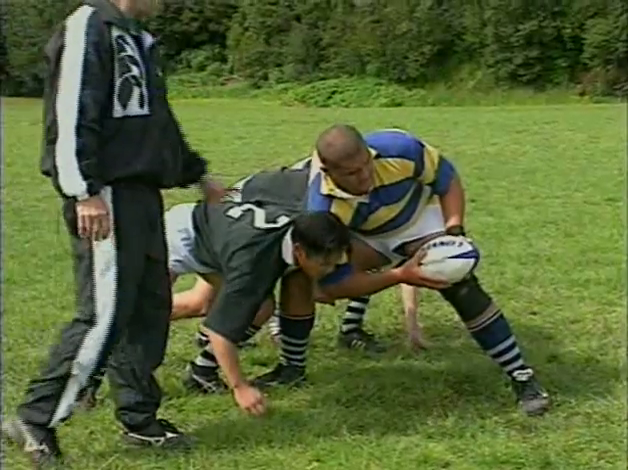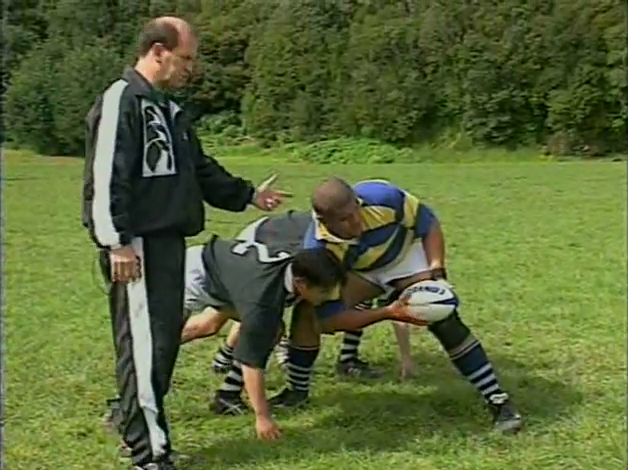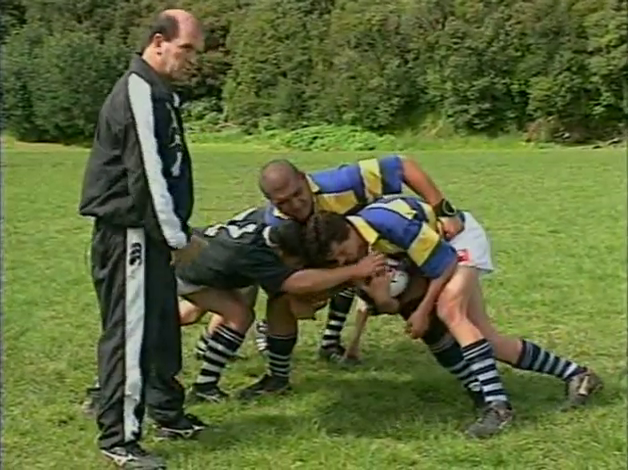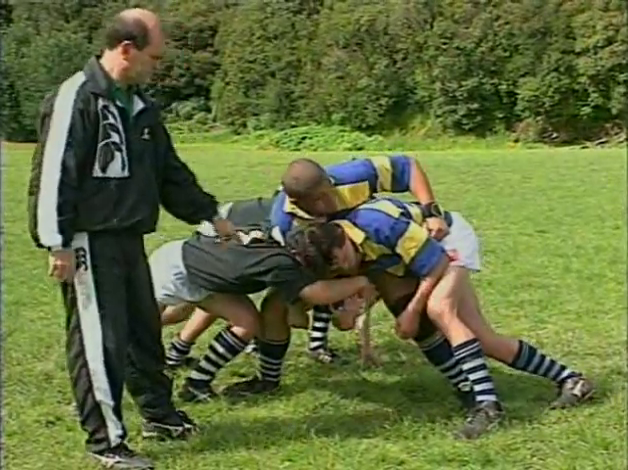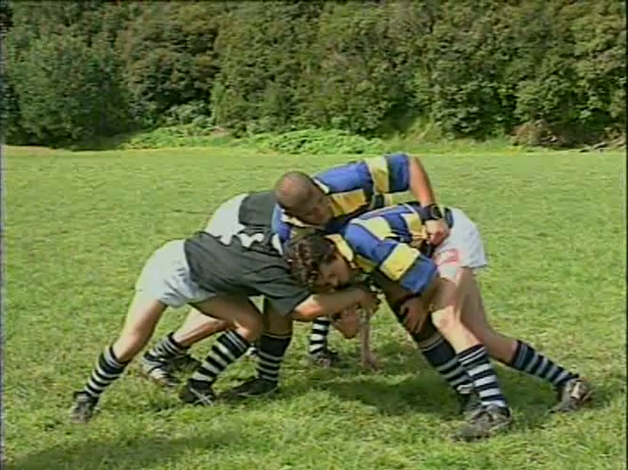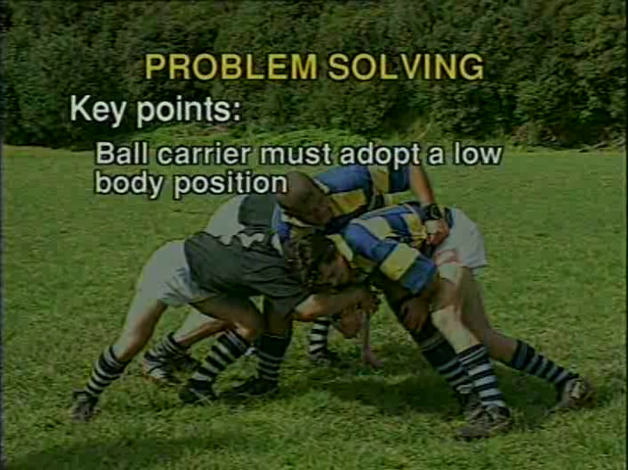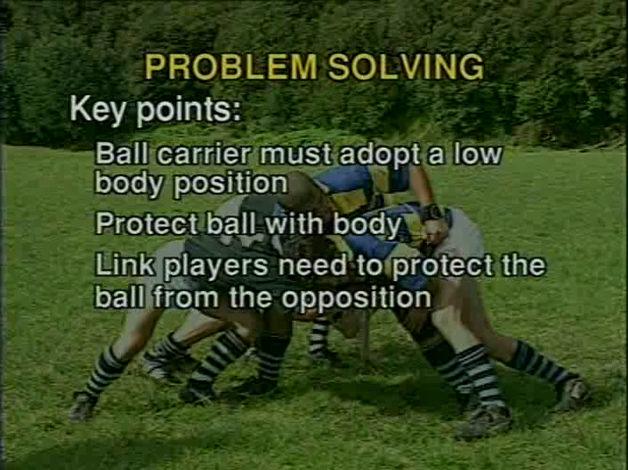It's important to note that when a ripper comes to rip the ball, he should not adopt the same position as the ball carrier. By doing so, he continues to allow the ball to be exposed to interference from the opposition. The ball carrier must adopt a low body position because the ball dictates the height of the maul. Protect the ball with your body. Link players need to protect the ball from the opposition.